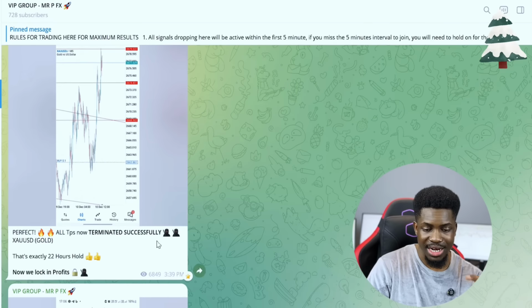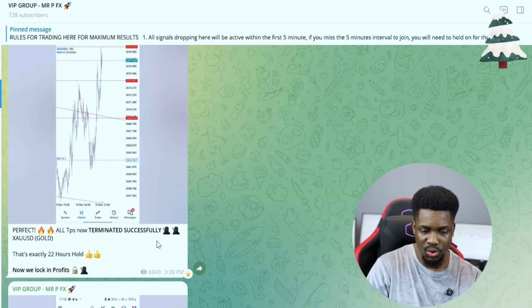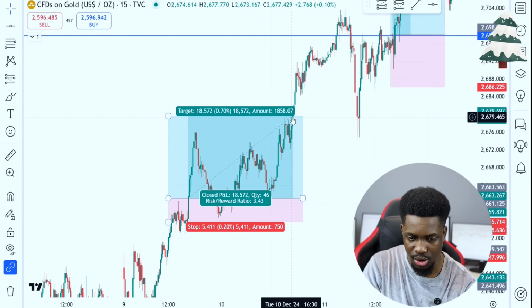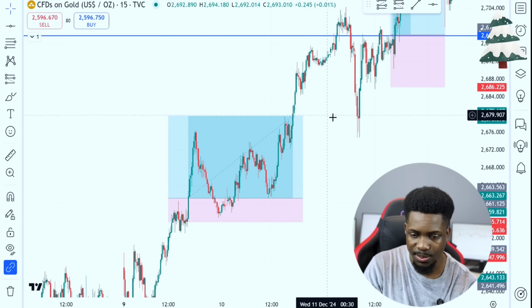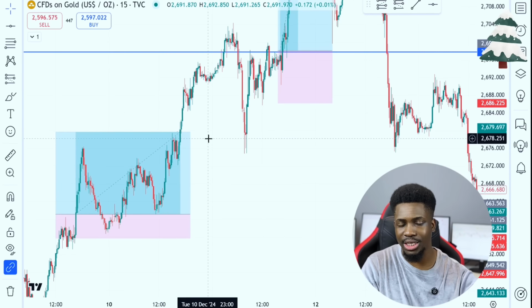On 10th of December, that was where all our take profits were now hit. You can literally see that. Let me just quickly show you that. Then we started locking in profit. So this was where all our take profits were now hit. This was the 10th of December. All our take profits were hit, and now we kept locking in our profit, right?